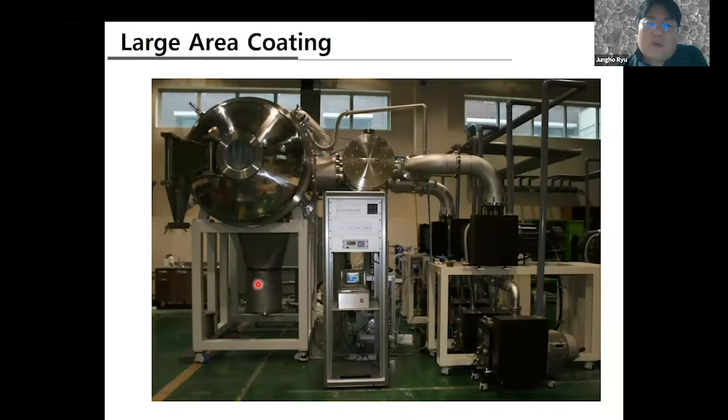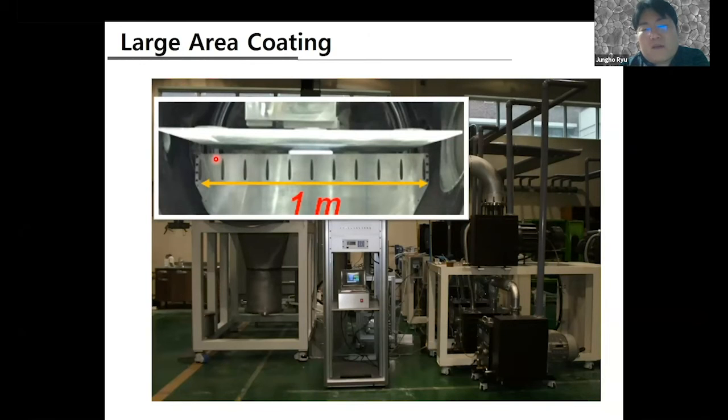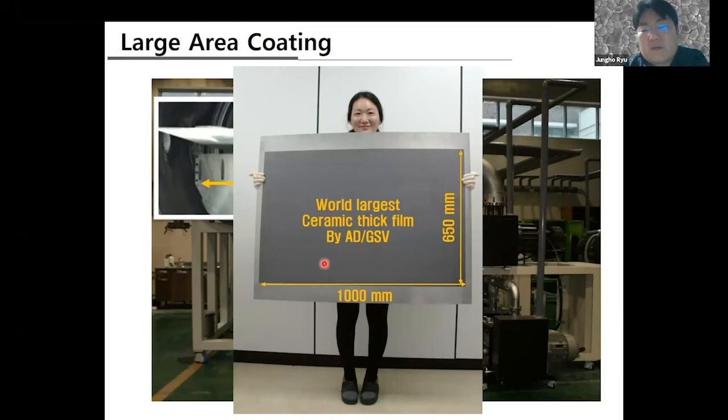This is one good example of our machine. I'm not so tall a guy, but I stand in front over here, and my height will be around here. The chamber size is 1.5 meter and length is 2.5 meter. Inside there, a 1 meter nozzle is installed. By using this nozzle, we can easily deposit large area films, 1 meter by roughly 650 millimeter size. We made this one 5 years ago, and at that time it was the world's largest ceramic film by aerosol deposition.